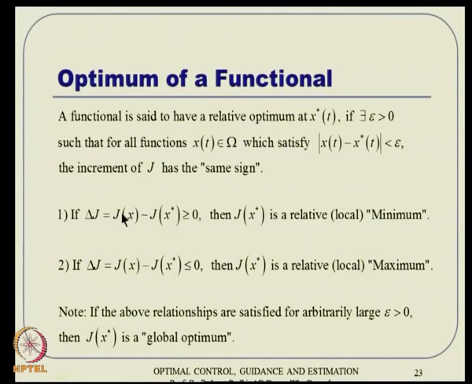Okay, so what does it mean? Now, you remember that x is not just a value, but is itself a function. What you are looking for is that the increment of J has to have the same sign as long as x of t lies in the neighborhood of x star of t. And if that neighborhood condition is relaxed, that means epsilon can be arbitrarily large, then you say J of x star is a global optimum value.